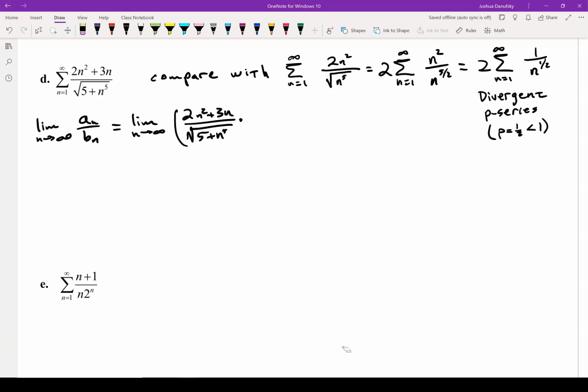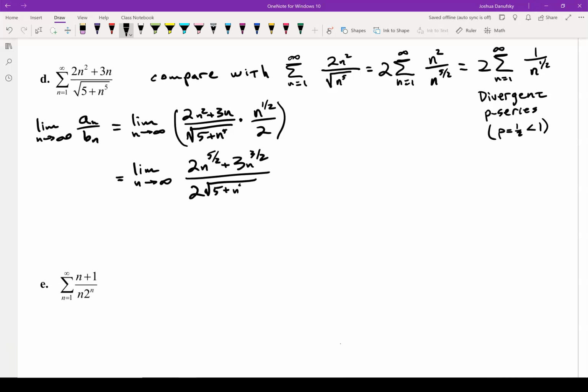We can rewrite the quotient a sub n over b sub n as a sub n times the reciprocal of b sub n, which will be n to the 1/2 power in the numerator and 2 in the denominator. Rewriting this, we have 2n to the 5 halves plus 3n to the 3 halves over 2 times the root of 5 plus n to the fifth.